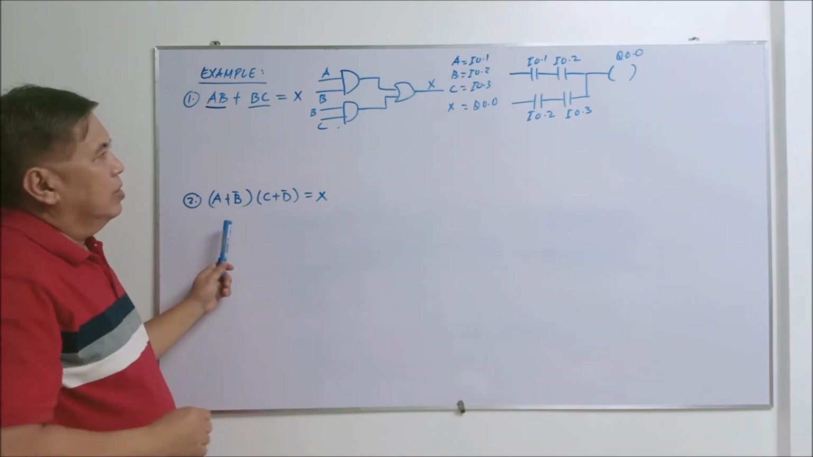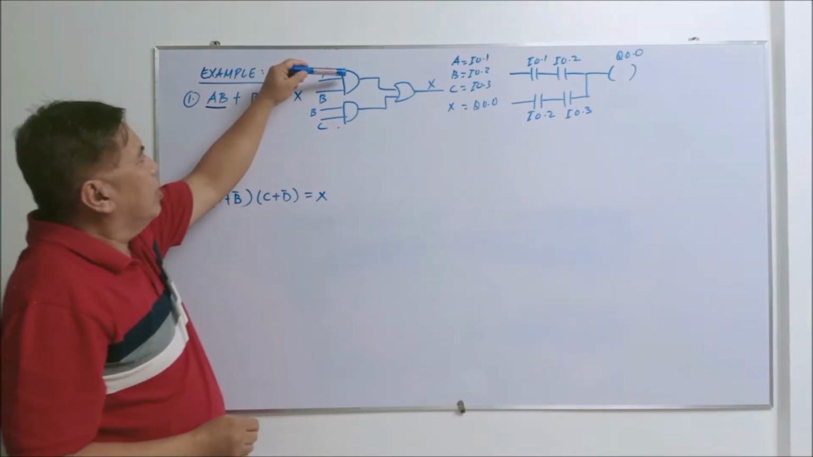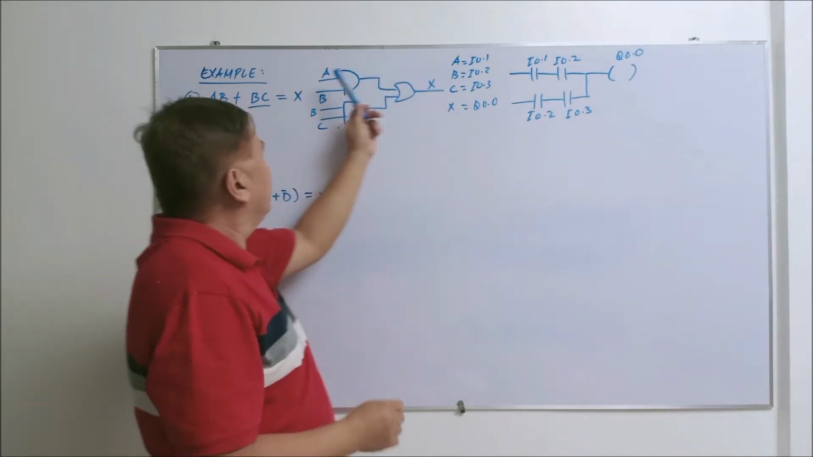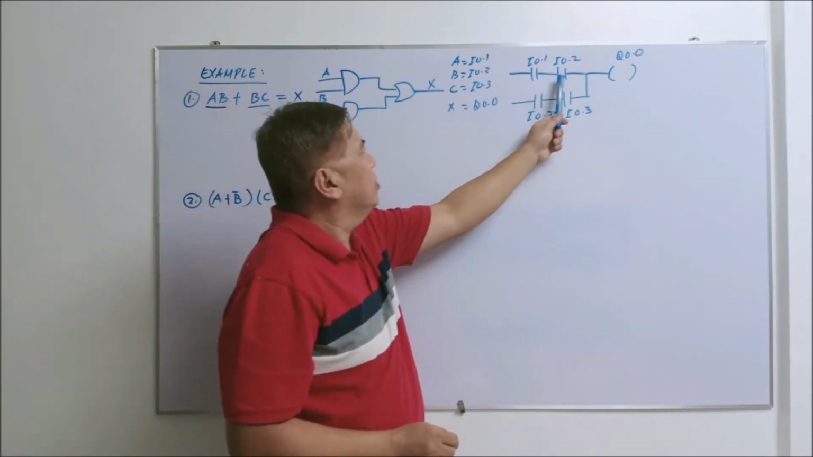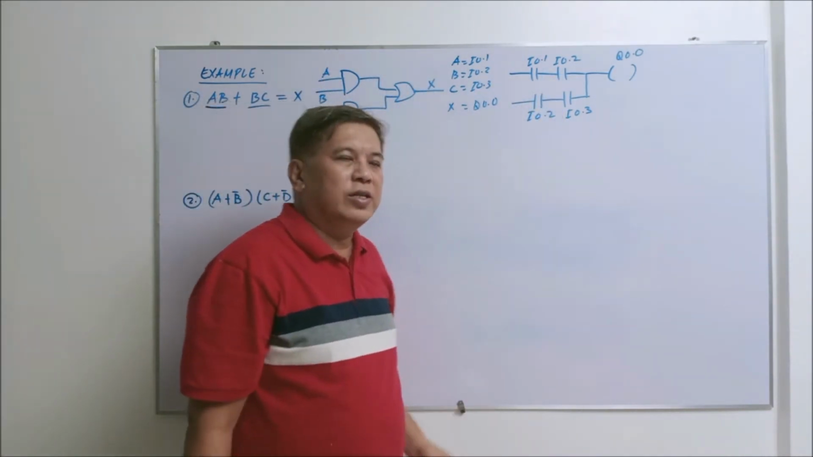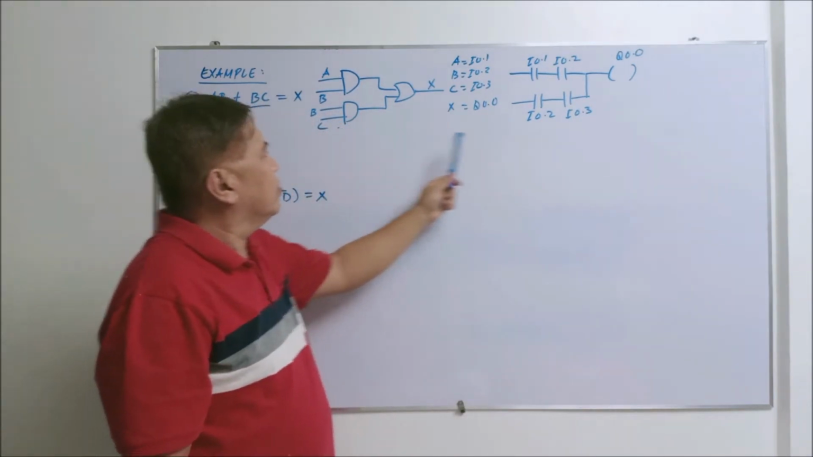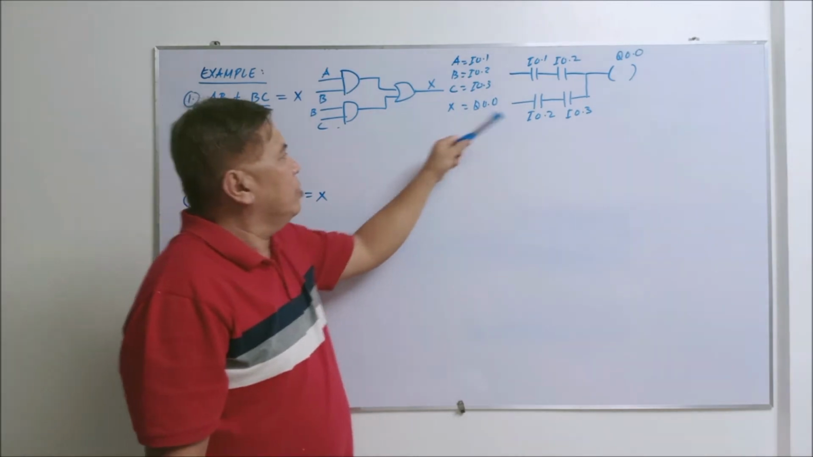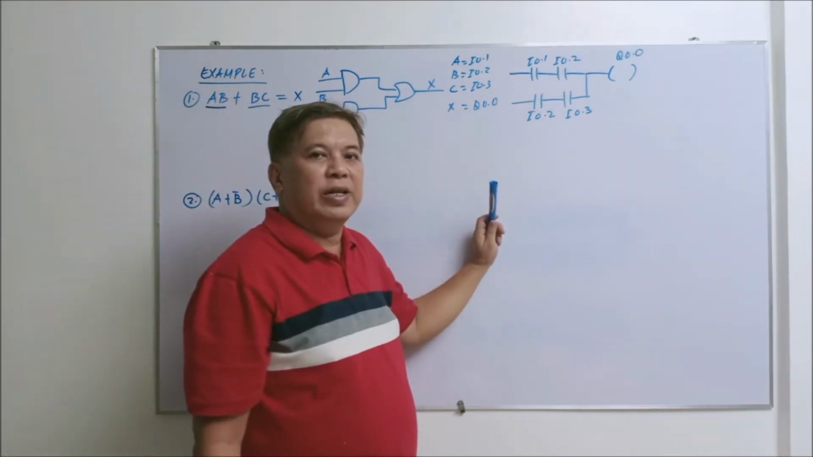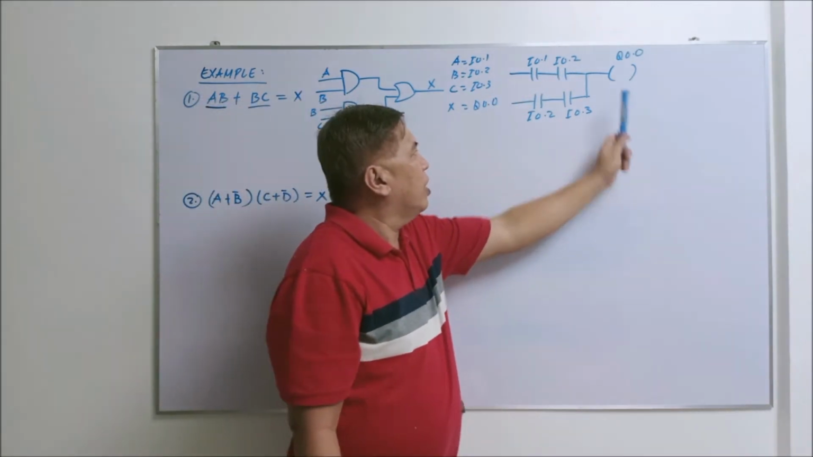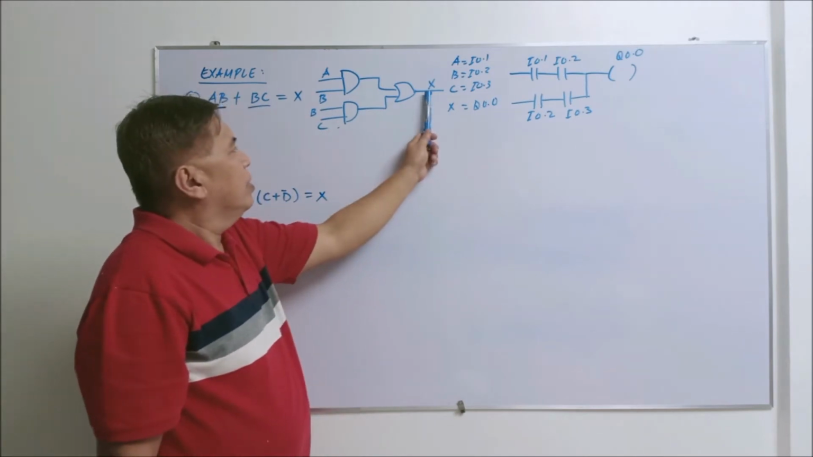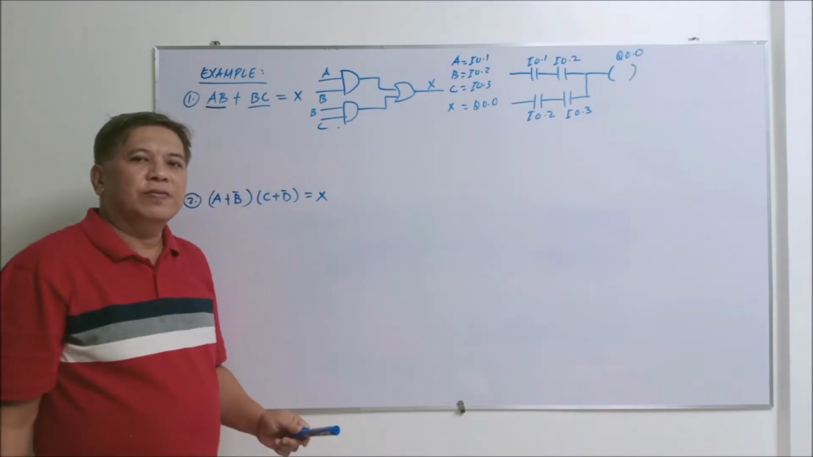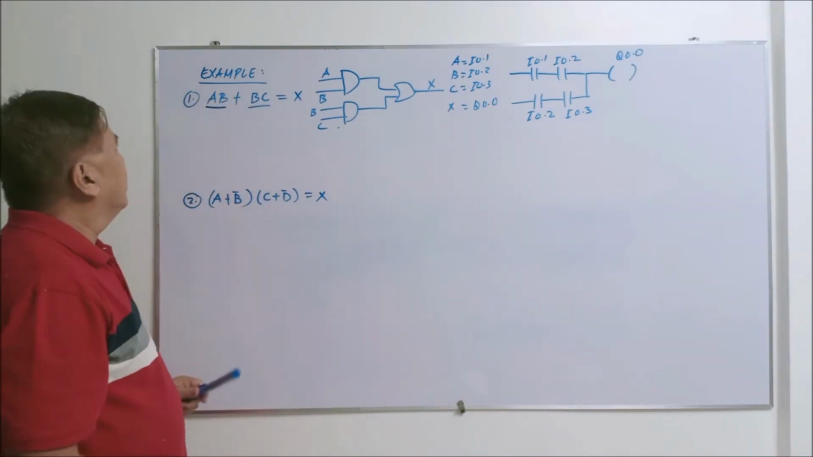Again, you have a two-input AND gate, so you have two contacts connected in series. Another AND gate, two contacts connected in series, and they are ORed together, meaning they are connected in parallel. So that your output Q 0.0 is your X here. That is for number 1.